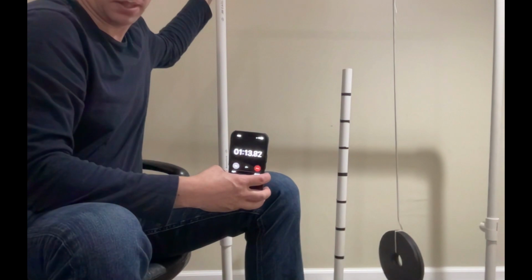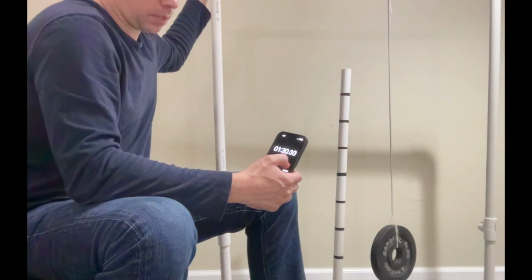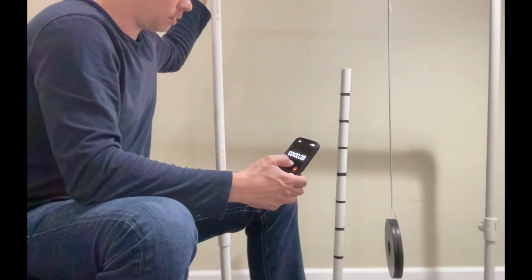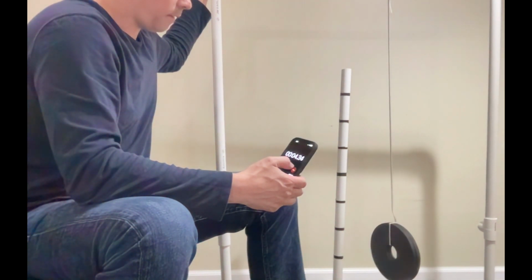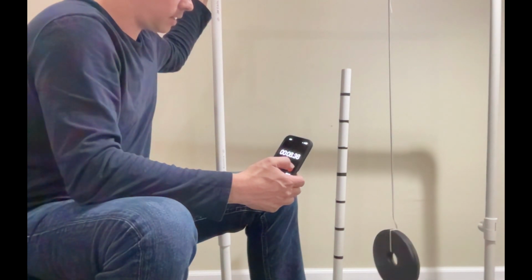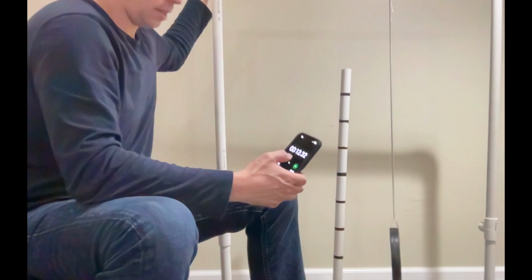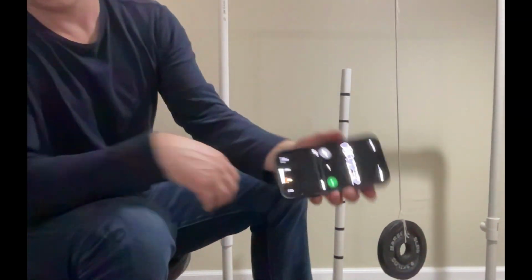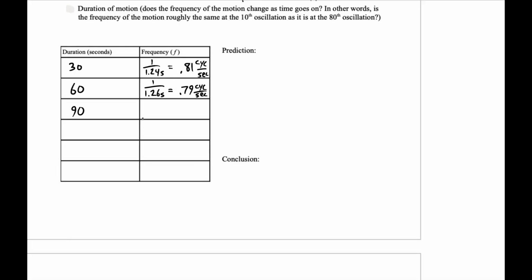Look how much smaller the amplitude is now. Okay, there's 90 seconds. Let's time it. Start. 1, 2, 3, 4, 5, 6, 7, 8, 9, 10. And there we go, 12.32 seconds. I think the differences here are negligible. I think it's just due to natural variation, just probably my own experimental error. My timing is probably to blame. And this says that the frequency is 0.81 cycles per second.